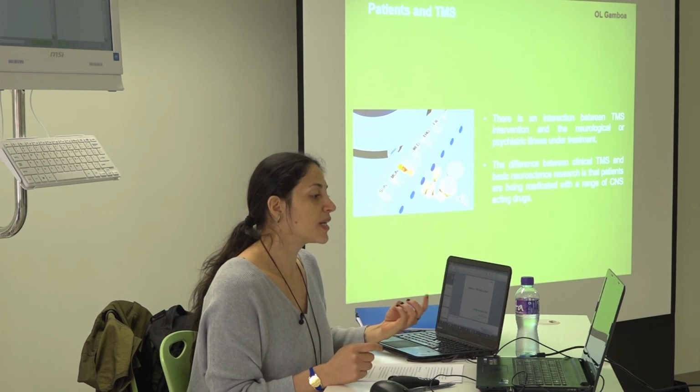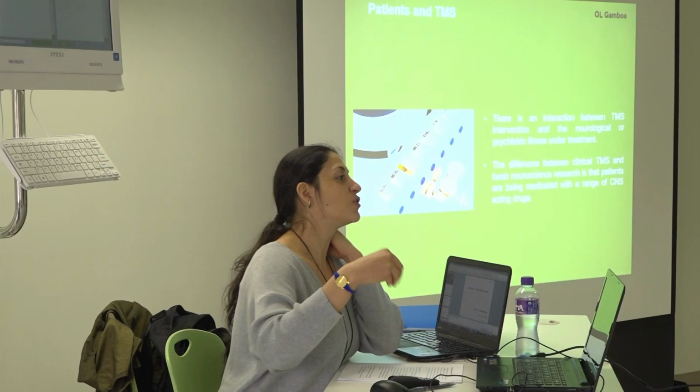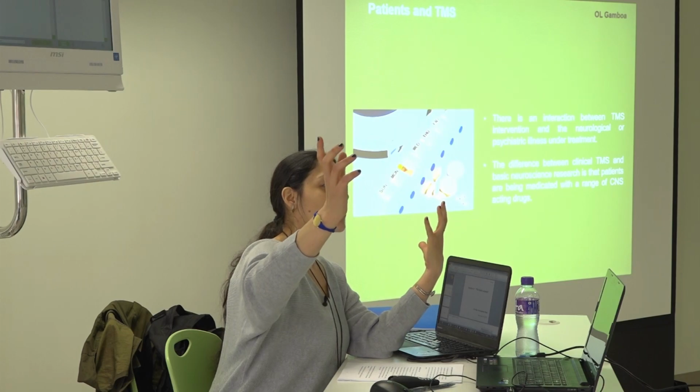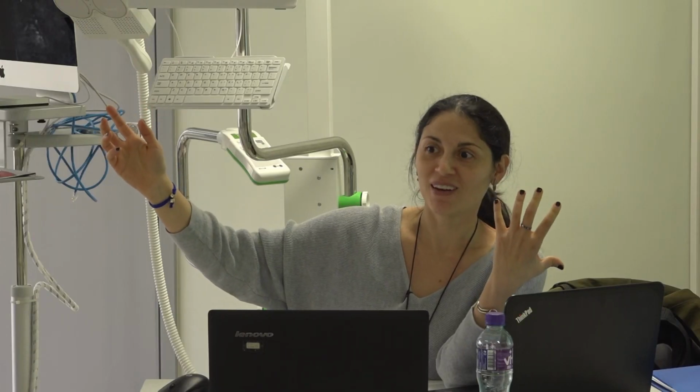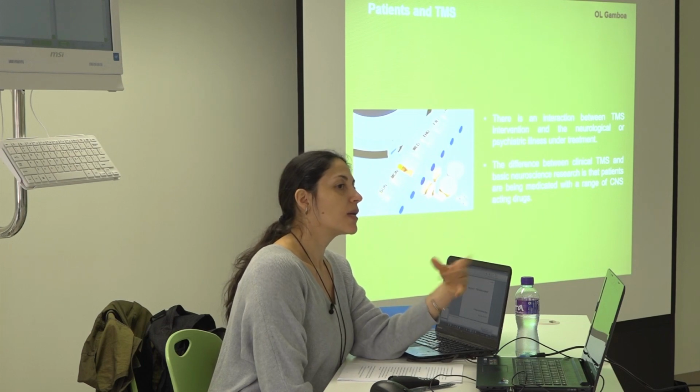So the difference between clinical TMS and basic neuroscience is that patients are being medicated with a range of CNS acting drugs. That's the main difference, right? Healthy subjects normally don't take medication. What happens with subjects that are drug addicts or something and you don't know, right? You need to try to take care of this. And in the lab I'm in now, we do make drug tests.